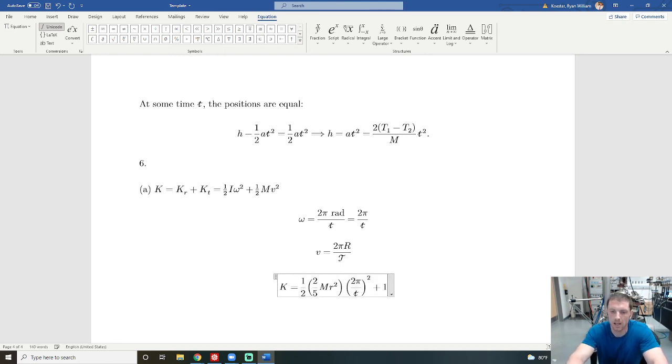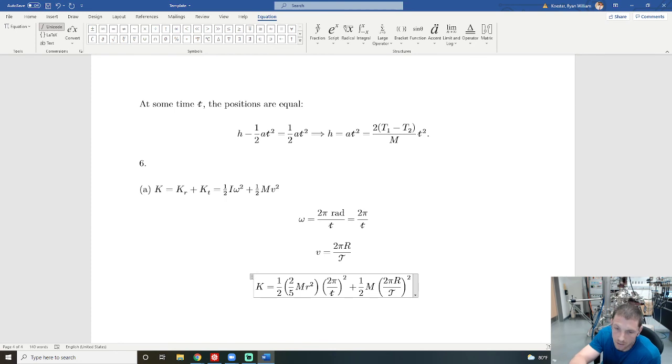And then we have to account for the translational kinetic energy, which is going to be given by this. And then you would go through and clean this up and make it look nice algebraically, but this is what you should find. Let me just double check this, make sure it looks good. Yeah, I think this is good.